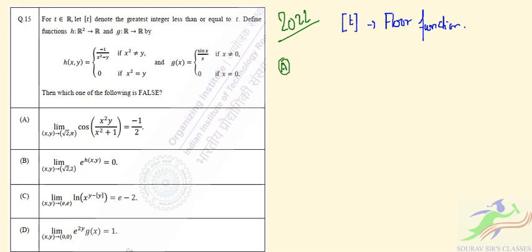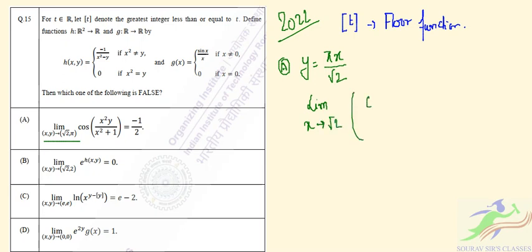Option A. Here it is given the limit of (x, y) tending to (root 2, pi) of cos of x square y divided by x square plus 1 equals minus half. So here x equals root 2 and y equals pi. So we can write this in terms of y equals pi x by root 2. So then we can write the limit in the following way. This limit, x tends to root 2.